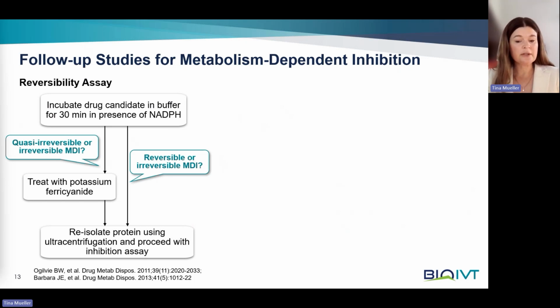The drug candidate is first pre-incubated in a buffer in the presence of NADPH. Now, one sample will be treated with potassium ferricyanide to distinguish between quasi-irreversible and irreversible binding. If a metabolite inhibitory complex has formed, the ferricyanide will disrupt the bond to the heme moiety of the CYP enzymes, and the enzyme will regain activity after ultracentrifugation to separate the free protein.